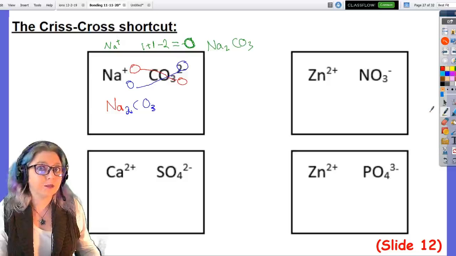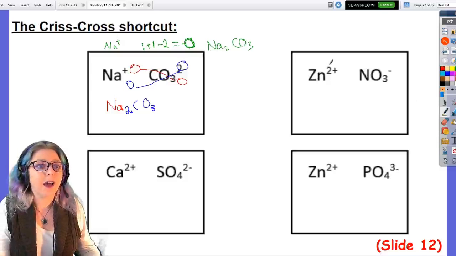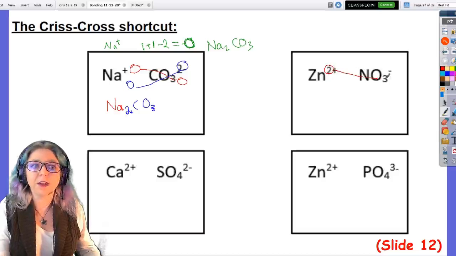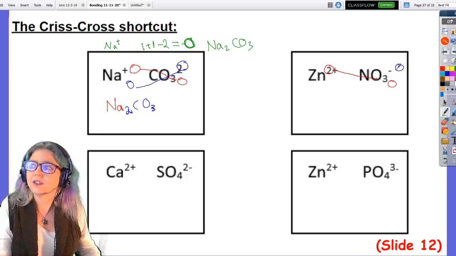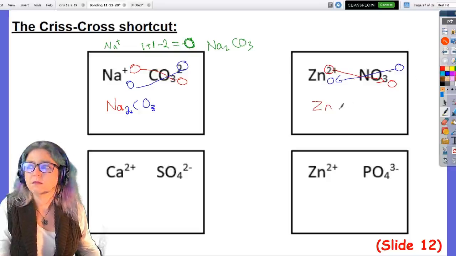So our next example works the same way. I'm going to take the positive 2 charge from my zinc, bring it down to be my new subscript for my nitrate, and then I'm going to take that 1 charge from my nitrate. Doesn't really matter whether it's positive or negative. All I really care about is the magnitude of the charge, the number of the charge, and I bring it down to zinc. So when I write this new formula, I get Zn1 and I don't really write the ones. NO3, capital N, capital O3.